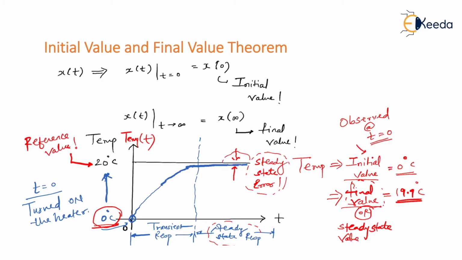Fine. So this moment where the output reaches steady state is considered a final value, or t is tending to infinity. I hope you understood. So x of 0 is called the initial value, x of infinity is called the final value. X of 0 is observed at x of t when t is 0, and x of infinity is observed for x of t when t is tending to infinity. So I hope you understood what is meant by initial value, final value, and final value is also called a steady state value. Now the question remains, why do we require the initial value and final value theorem?